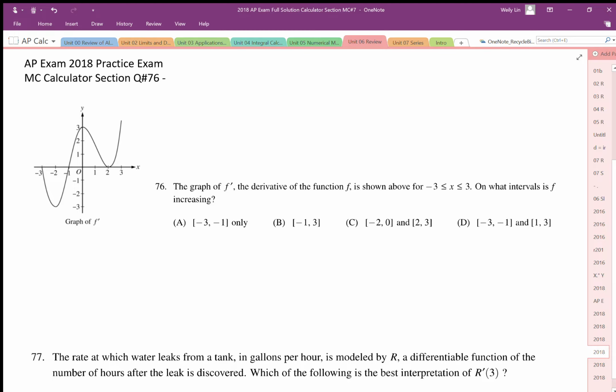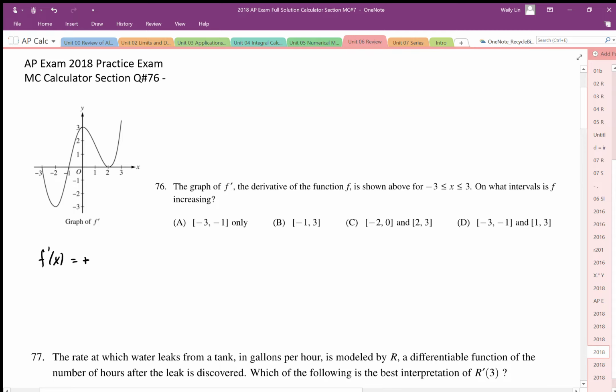Question number 76 says f prime is the derivative function of f shown from -3 to 3. So this is a rate equation, so this is a derivative function. On what intervals is f increasing? So f increasing means that f prime is positive.